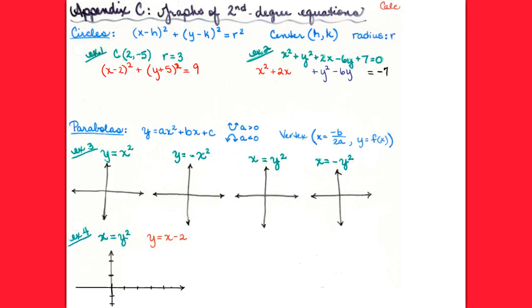All right, so to complete the square, let's get all of our x terms together and leave some room to complete the square. Get all of our y terms together, leave some room to complete the square, and then move that constant over to the other side. So I'm going to subtract the 7 over to the other side.